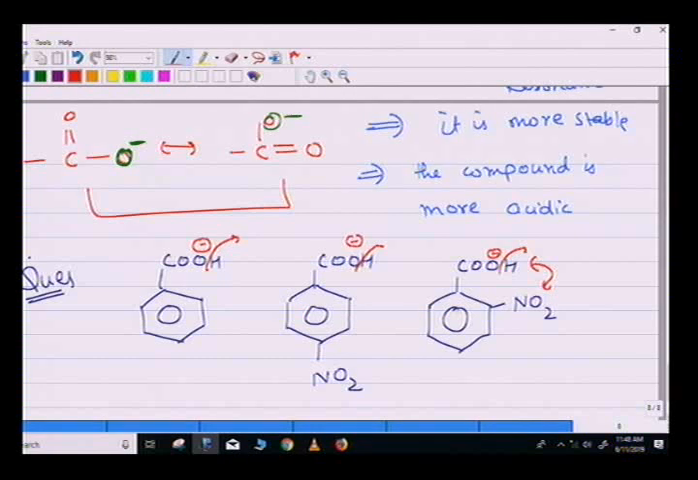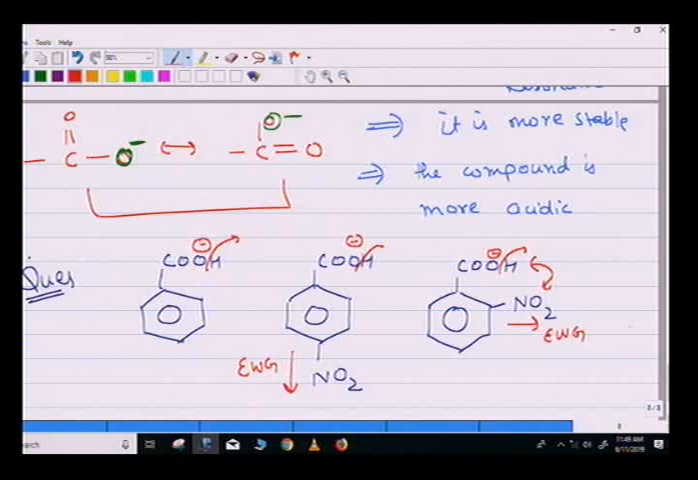But I am saying, now look at the screen. Let's forget about the ortho effect for a time. I'm saying just for a second, let's say we haven't studied the ortho effect. So what will you say? You will say, ma'am, this is an electron withdrawing group. NO2 is an electron withdrawing. Here it is also an electron withdrawing.